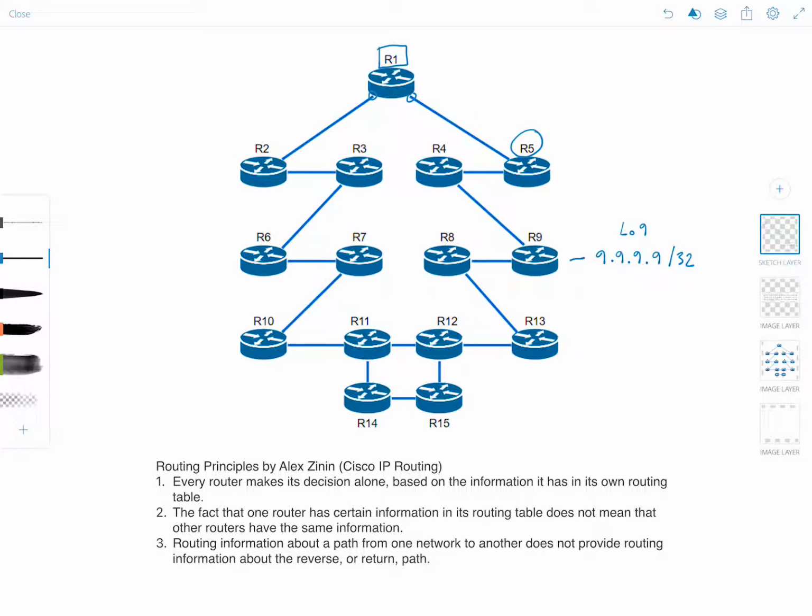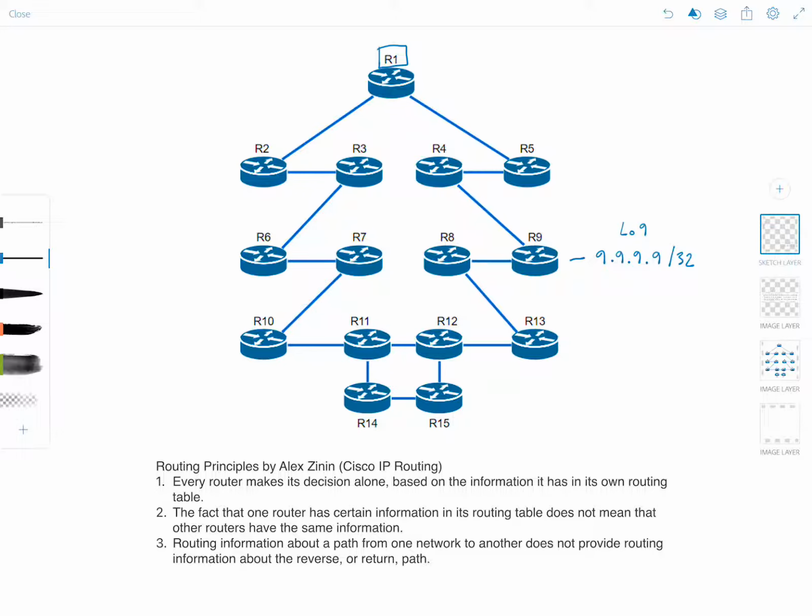But that is really what is meant with the consistent forwarding decision, that the packet would follow this path from R1 to R5, R5 to R4, and then finally to R9. And then all routers in the path would make those same decisions and send the packet that way. All right, let me get rid of these ugly arrows. And then let's move on to the next principle.